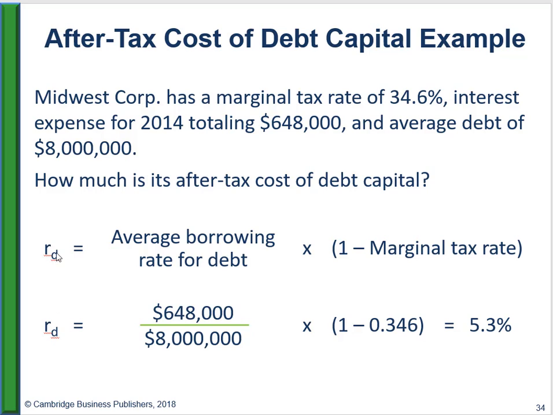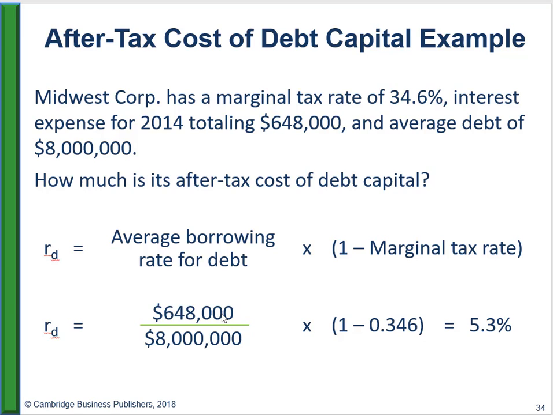Well, we know our components. R_D, our after-tax cost of debt capital, is going to equal the average borrowing rate times 1 minus the marginal tax rate. We know all those. Let's plug them into our calculation. We know we paid $648,000 in interest. We can get that directly from the income statement.